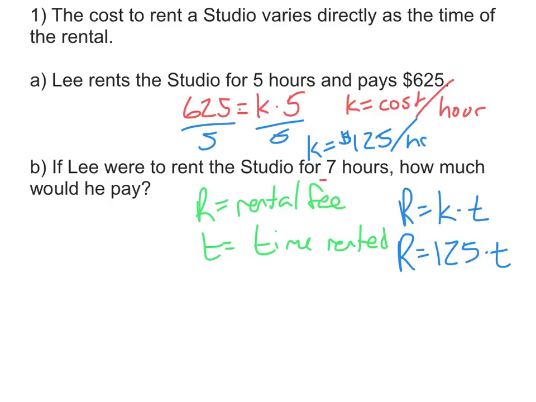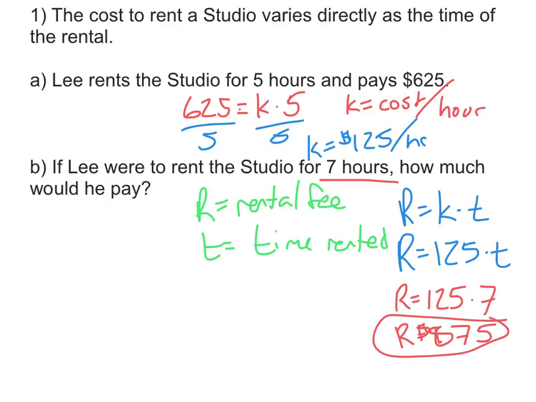So if we're renting for 7 hours, then we're going to do 125 times 7. And that's going to be $875. And I can use this equation right here if I want to change the amount of time I rent the studio. If I rent it for 10 hours, maybe I only rent it for 2 hours, and so on.